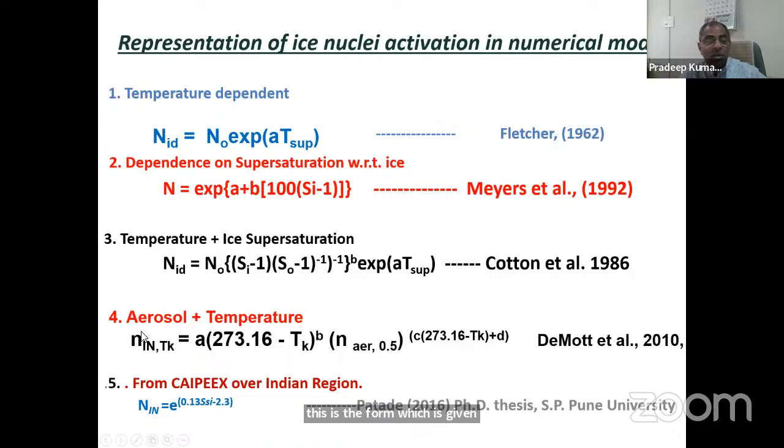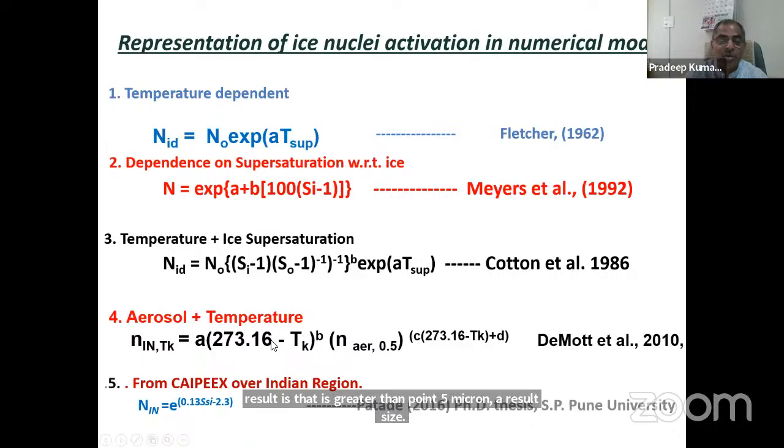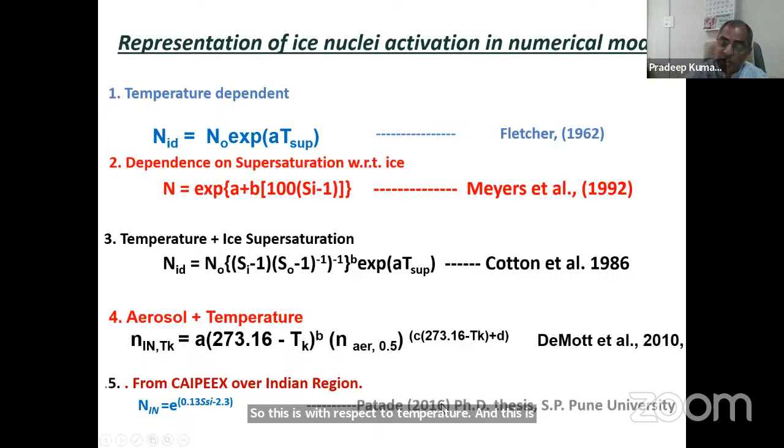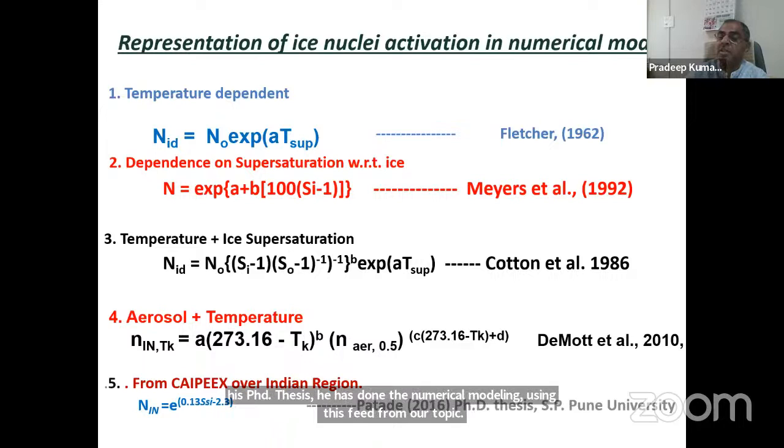Then there is the form with aerosol number concentration and temperature, because I have shown you from our own field experiments how many aerosols are activating as ice nucleating particles, which is ranging from 1 per 10 to the power of 6 to 10 to the power of 4 or 10 to the power of 3. So this is your N aerosol, that is, aerosol greater than 0.5 micron size, so your aerosol number concentration is coming in. So this is with respect to temperature. And this is our CAIPEX observation over the Indian region, where our student, Dr. Patade, in his PhD thesis, has done the numerical modeling using this fit from our CAIPEX observation. So these are various representations of ice nucleation activation which can be used in numerical models.